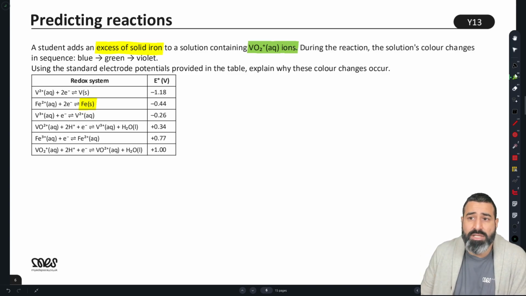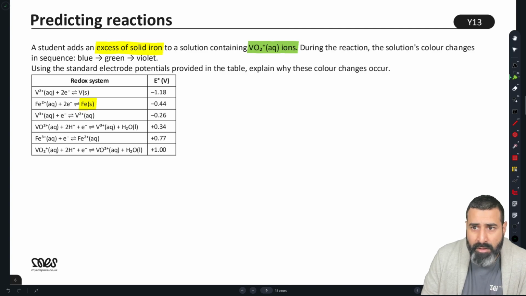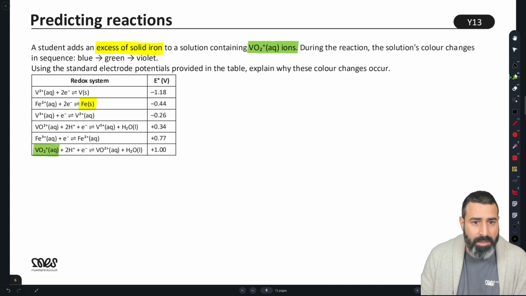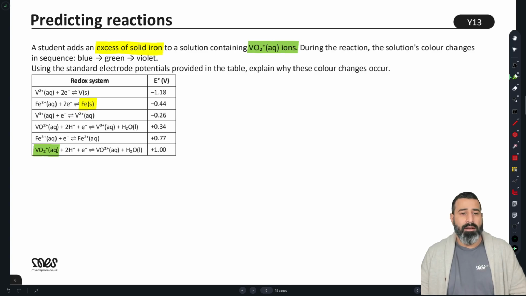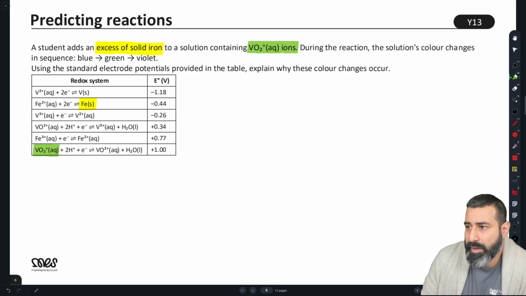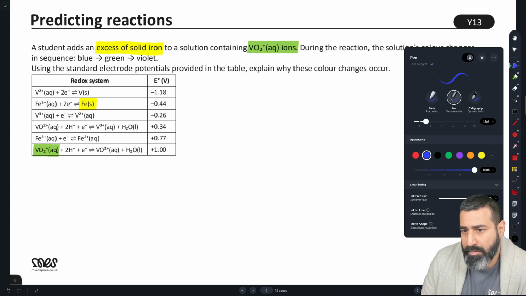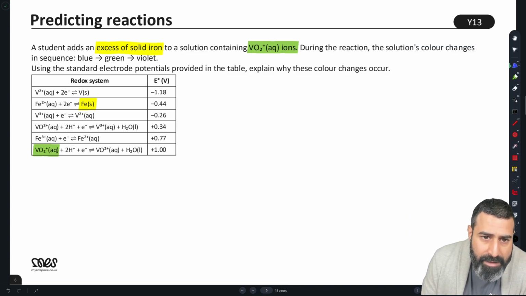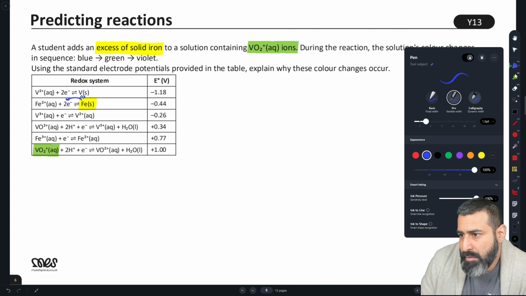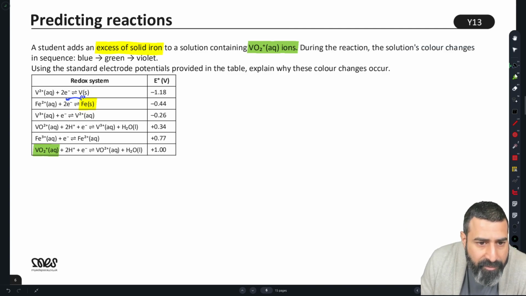So now I'm searching for vanadium 5. Be really careful about the formula here. It's there. There's vanadium 5+, okay? So then think about what's going to happen. Now, the most negative one, so the iron, is going to be oxidized, and the VO2+, or the vanadium 5+, is going to be reduced.